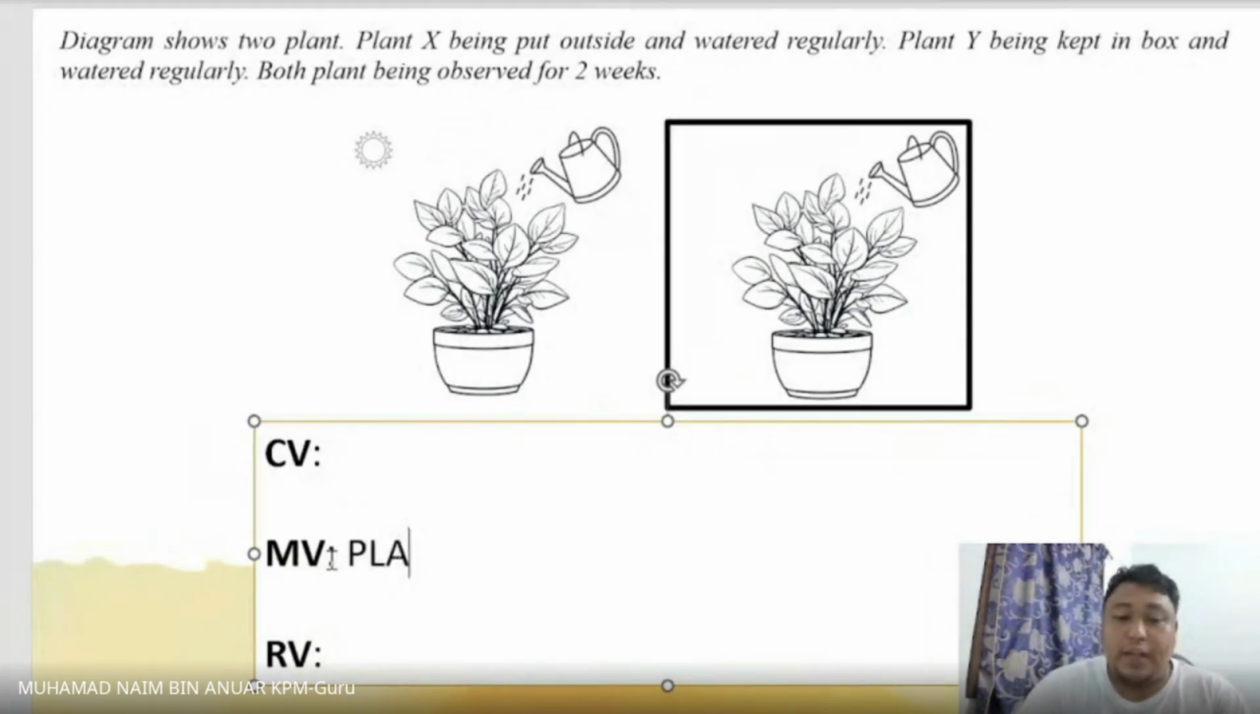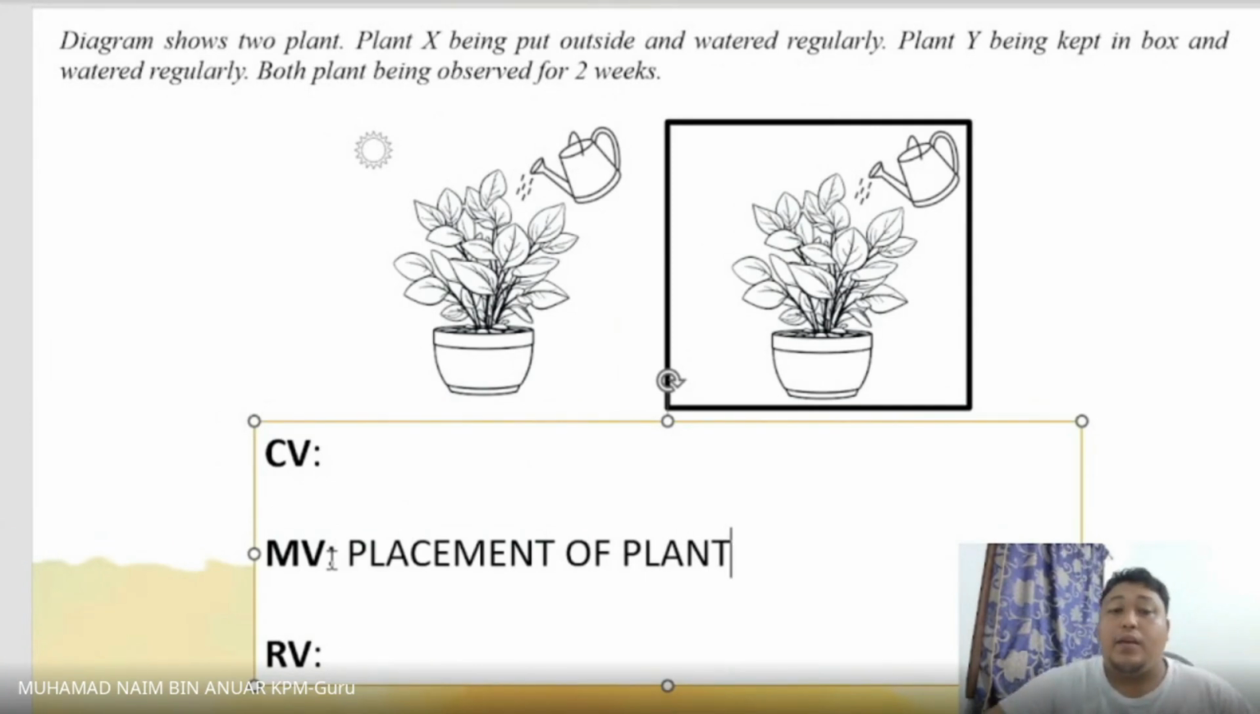What is different between these two? Okay, they are both watered. They both got enough air inside to live. But one of them got sunlight, one of them is in the box. Teacher, question from Anon. Can I put the absence of sunlight? Meaning one got sunlight, one has no sunlight. Also can. Okay, that's the textbook answer.